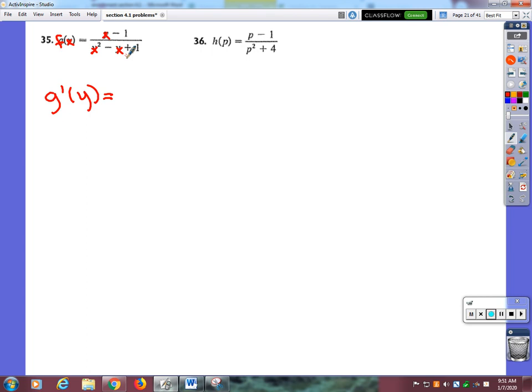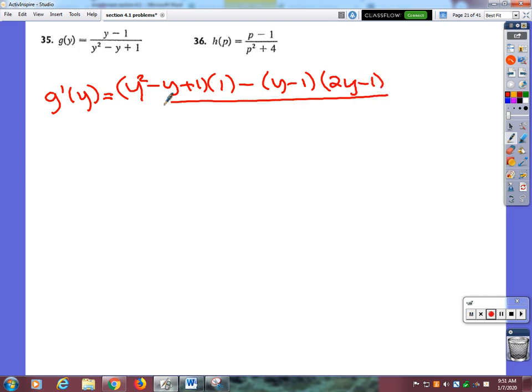So low function is y squared minus y plus 1. The derivative of the high function is 1. So low d high minus high d low. Derivative of the low function is 2y minus 1 over the square of what's below. All right, this is fun. Not just doing the derivative, but like, what do we do now, right?